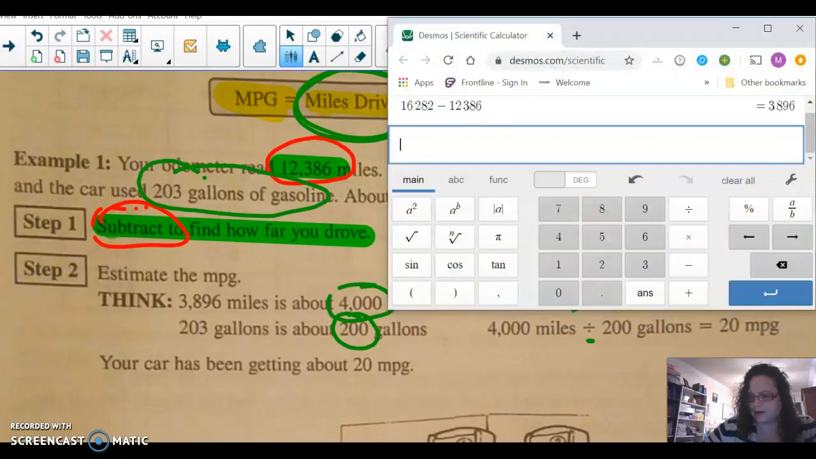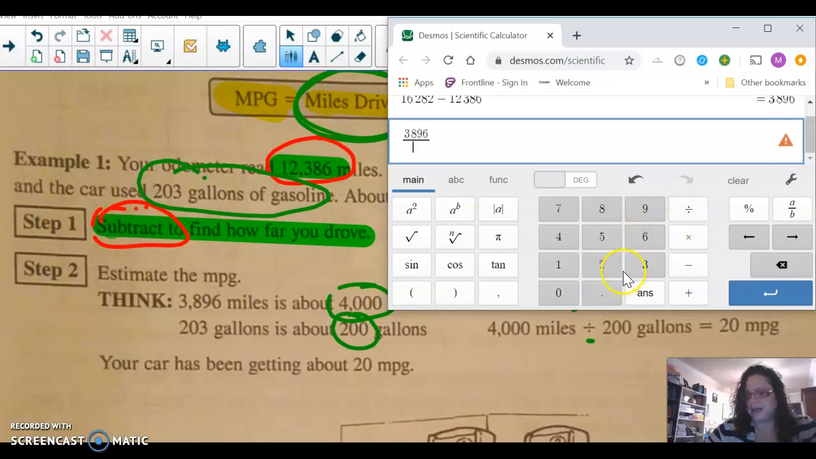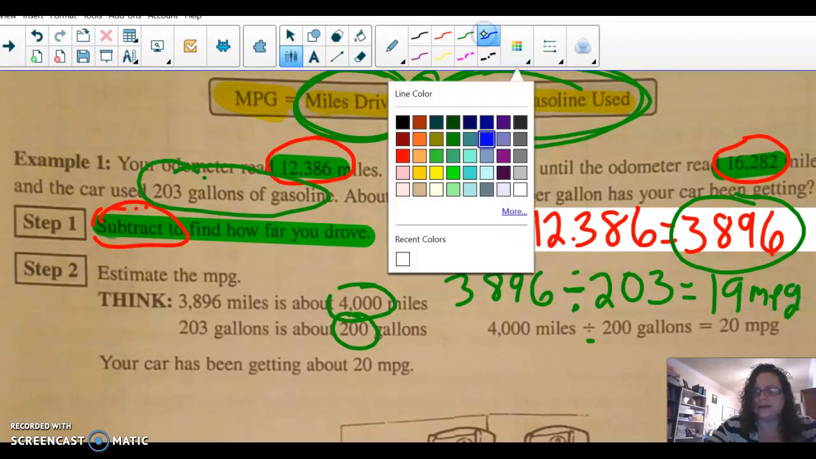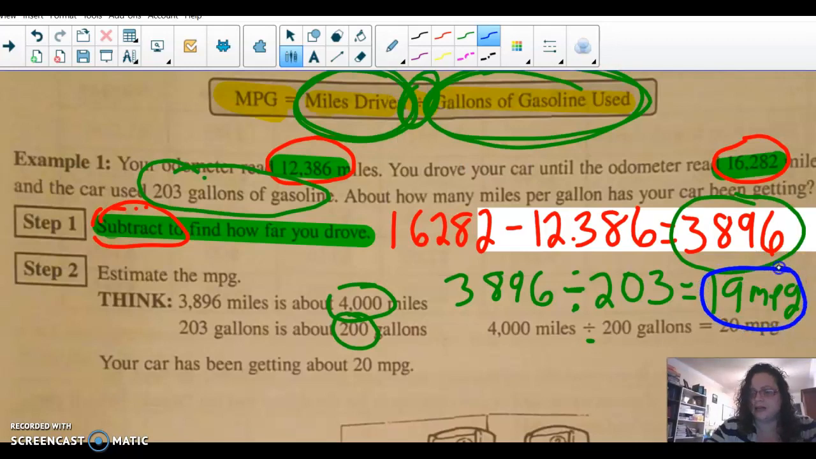So I'm going to pull up our calculator again. So we have 3,896 divided by 203, and we get 19.19 in this big long decimal. If I was rounding this to the nearest whole number, it would round to 19. So I would say that I get about 19 miles per gallon. So they estimated and got 20 miles per gallon, which is okay if you're rounding.